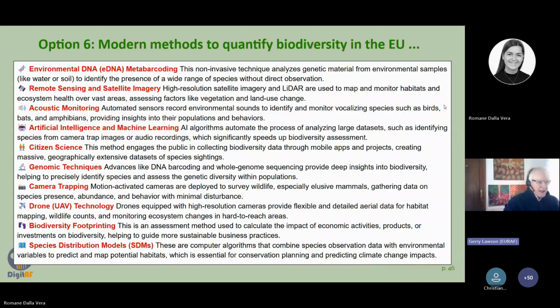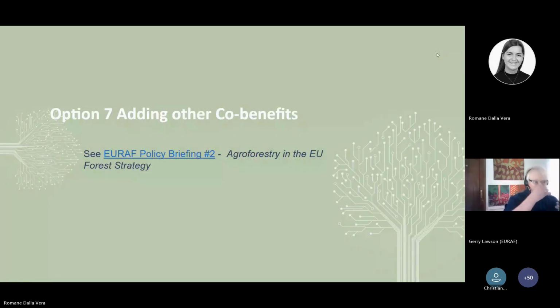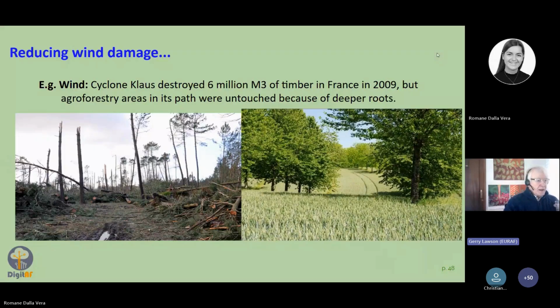And we can potentially add a whole lot of improved modern biodiversity monitoring methods, which still need to be reviewed, but there's a lot of modern options. Next slide. We'll go just quickly through these because I've only got 3 minutes.